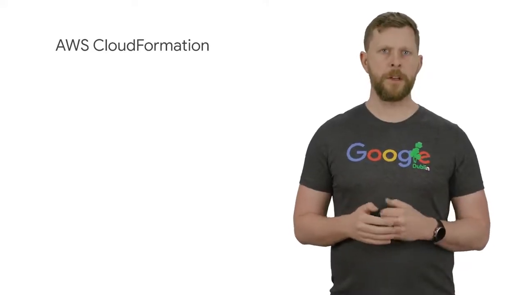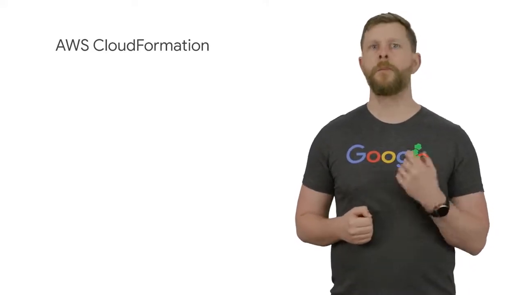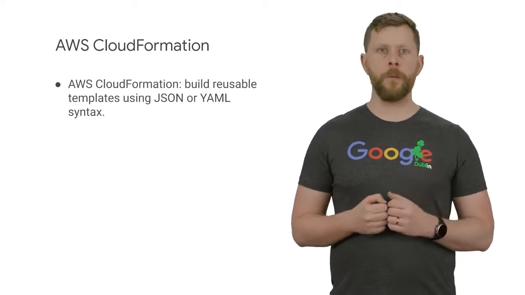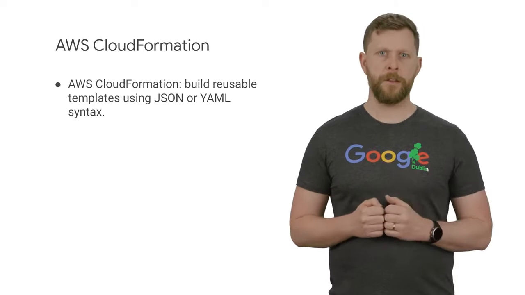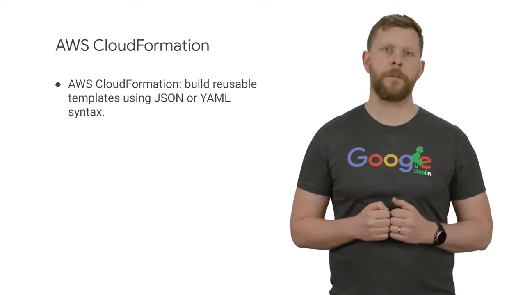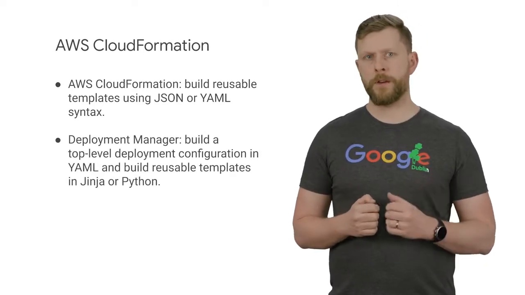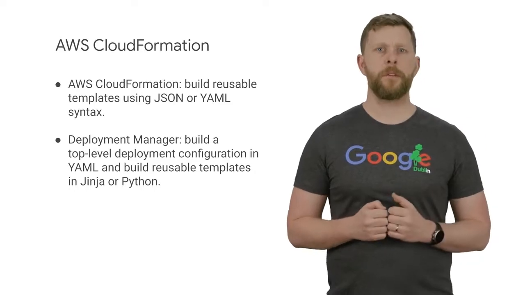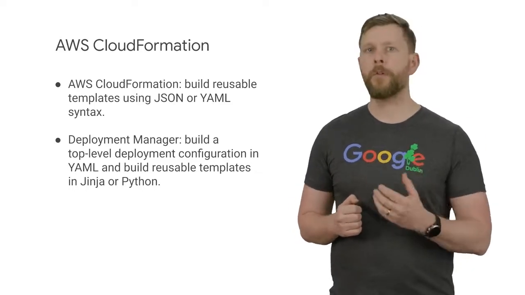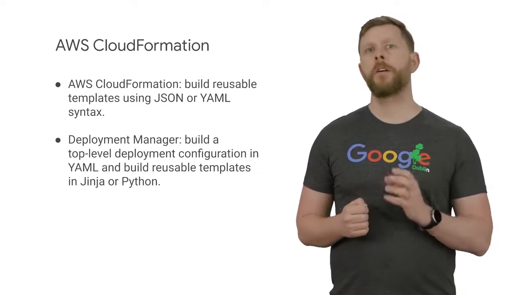AWS CloudFormation is the equivalent of Deployment Manager for managing infrastructure as code. You can build reusable AWS CloudFormation templates using JSON or YAML syntax. With Deployment Manager, you can build top-level deployment configuration in YAML and build reusable templates in Jinja or Python.